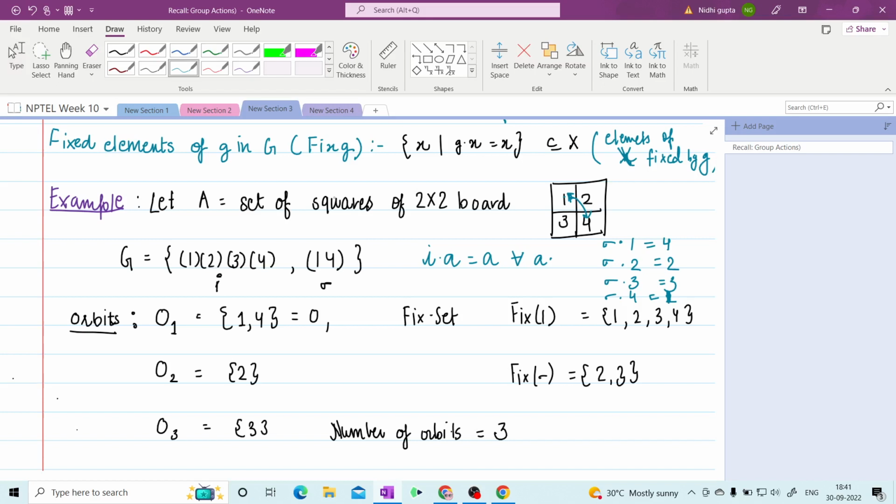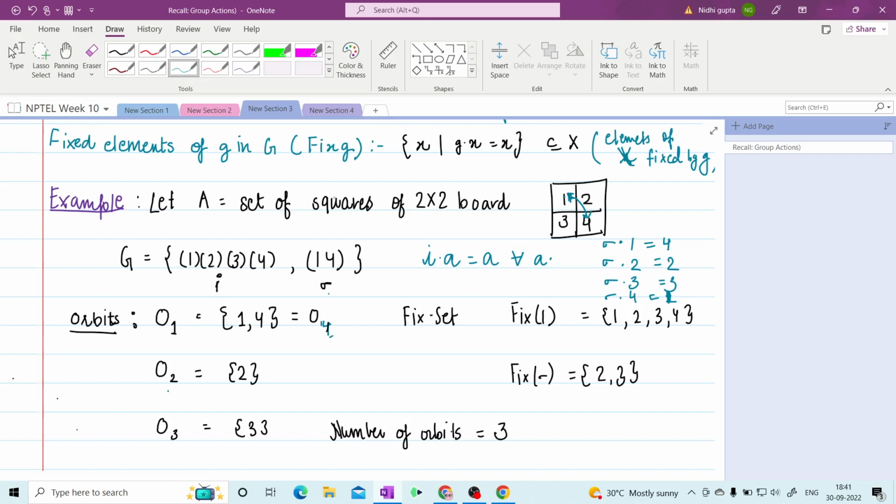Orbit of 1. By orbit we mean that we have to look at all the possible positions where 1 is going under the action of G. So under the action of G, under identity 1 is going to 1, and under sigma 1 is going to 4 because 1 is being reflected. So we see the orbit of 1 is 1 and 4. And this is also the orbit of 4, you can check.